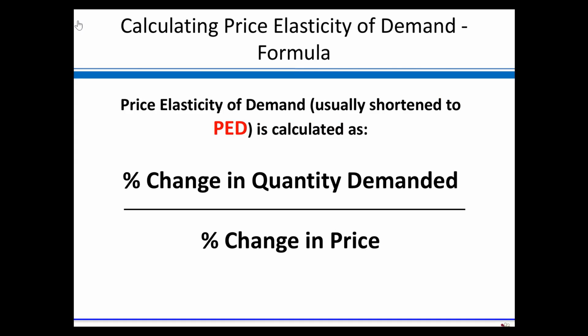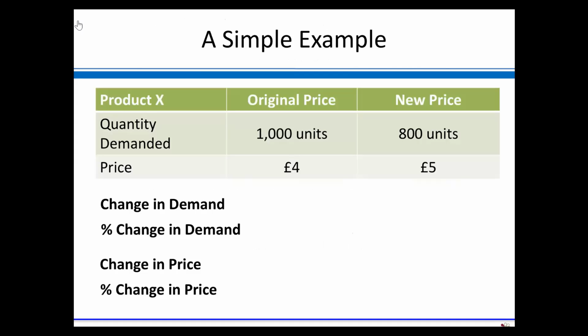What we'll do now is have a look at an example of that, just to show you the calculations and consider the implications. So let's look at a simple example. We've got a product here, product X, and originally at the price of £4 per unit, the quantity demanded was 1,000 units. Now what happens when we change the price? In this case, we have changed the price from £4 to £5. The price has increased. And as a result, the quantity demanded has fallen from 1,000 units to 800 units.